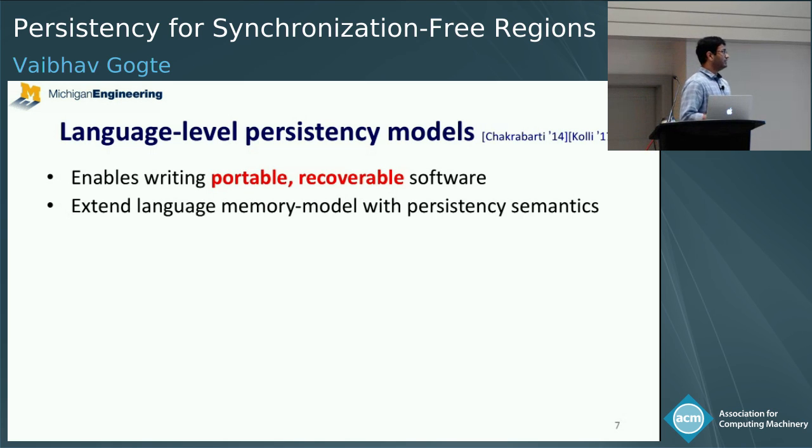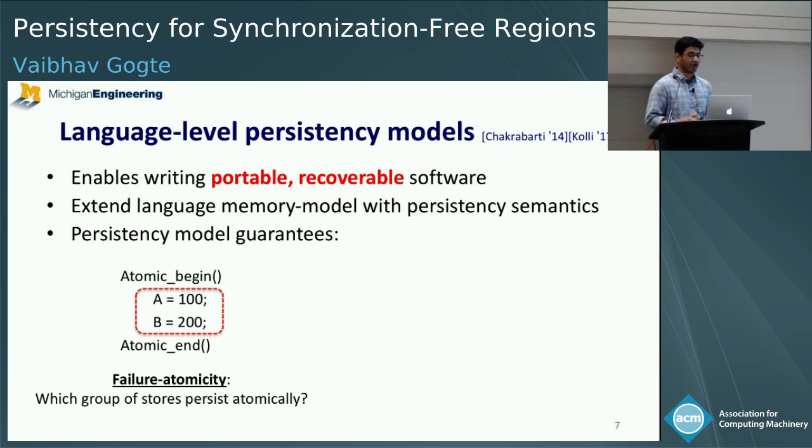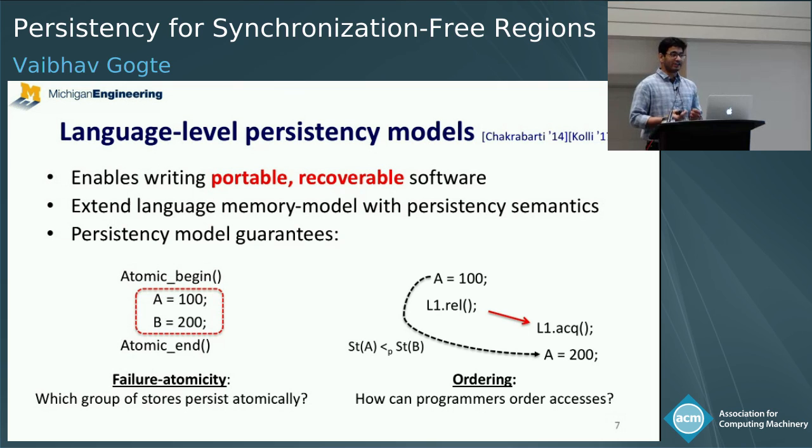Language-level persistency models enable writing portable, recoverable software. They extend the memory model of a language with certain persistency semantics. And these persistency semantics offer two guarantees. First is failure atomicity. That is, which group of updates should be visible in the memory atomically with respect to failure. And second, what are the ordering constraints? Or how can programmers order operations to the memory?